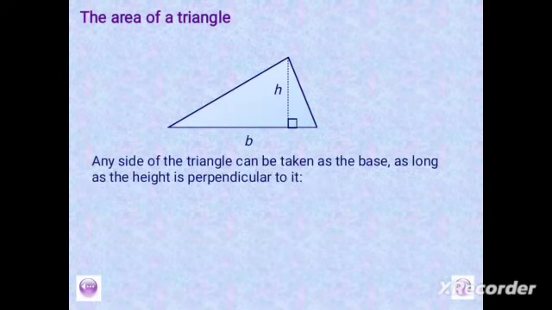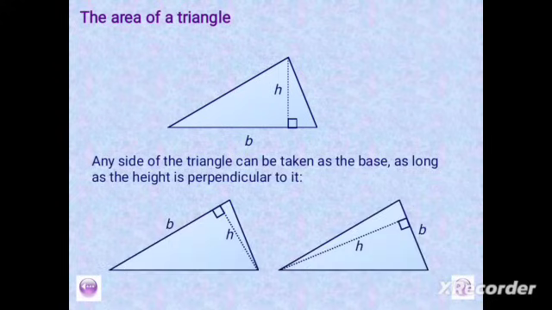Now, any side of a triangle can be taken as the base as long as the height is perpendicular to it. As you can see in the first diagram, we have the base being perpendicular to the height, and the second diagram the same way.